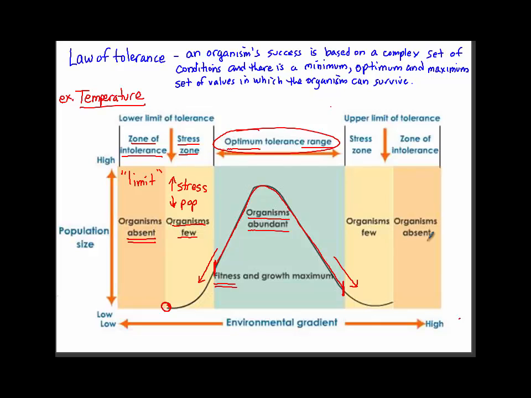So that's pretty much it. That's what the law of tolerance states, that an organism's success depends on a complex set of conditions, and there's a minimum, optimum, and maximum environmental combination of factors.